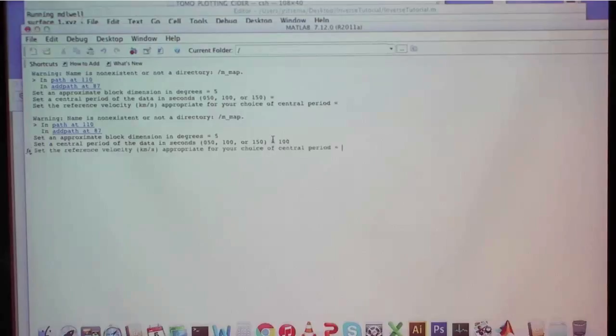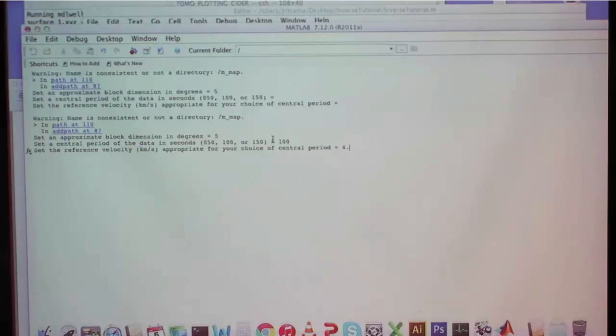The central period is basically the reference wave speed of that particular wave. So I'm going to look at a 100-second Rayleigh wave. The 100-second Rayleigh wave is predicted to propagate with a wave speed of 4 point something. What is it, about 4.28? Those numbers are in the green comments in the actual MATLAB tutorial.